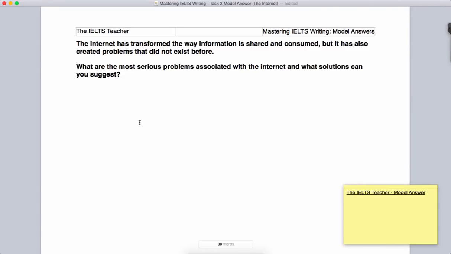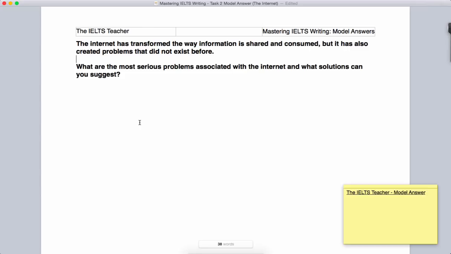Welcome back then everybody. We're going to jump right into this question today with the usual process. So let's read this one out together. The internet has transformed the way information is shared and consumed, but it has also created problems that did not exist before. What are the most serious problems associated with the internet, and what solutions can you suggest?